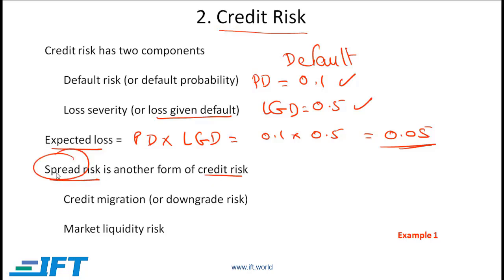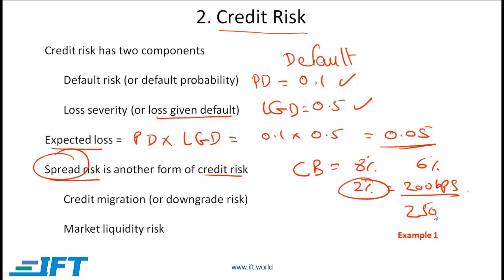Now, as a quick refresher from level 1, let's see what spread means. If you have a corporate bond with a yield of 8% and you have a comparable maturity government bond with a yield of 6%, then the spread is 2% or 200 basis points. Spread risk is the risk that this spread widens. So if for some reason the spread goes up from 200 basis points to 250 basis points, the risk of that happening is called spread risk.